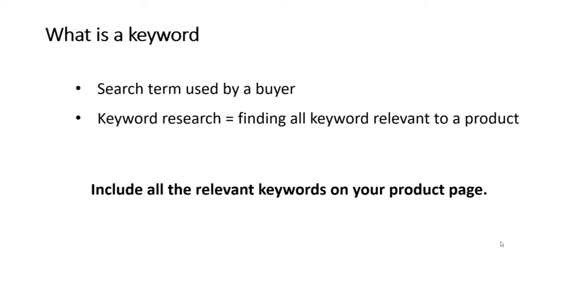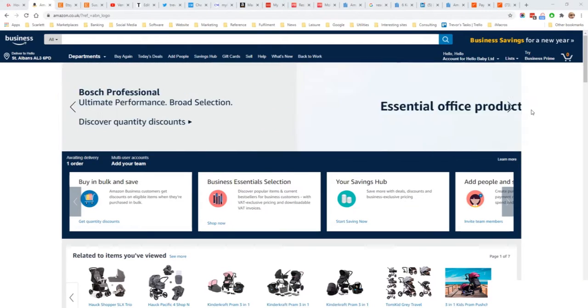The process of keyword research is the process of finding all the keywords which are relevant to your product and including them in your listing. The way that Amazon search works is if a keyword is not included on the product page, then it will not appear for that particular search. So let's take a look at a search in action.